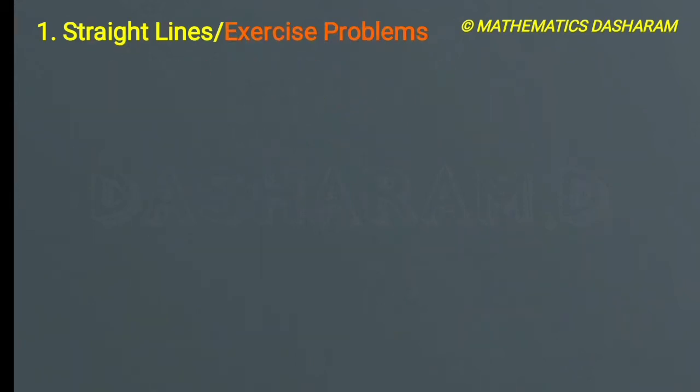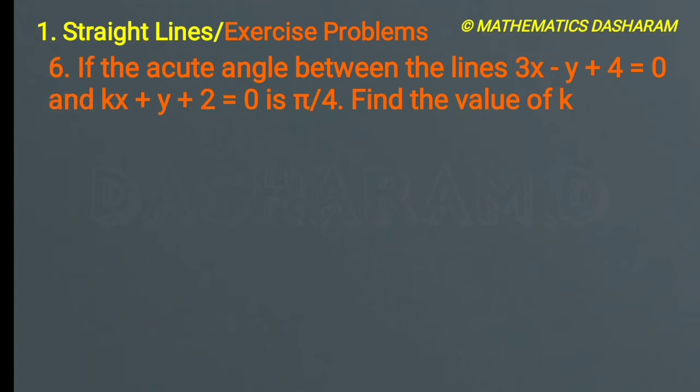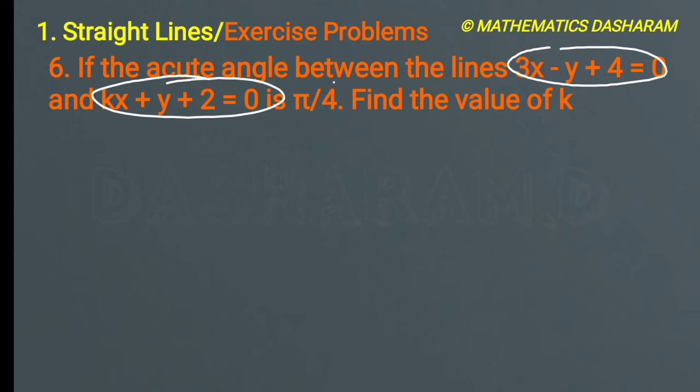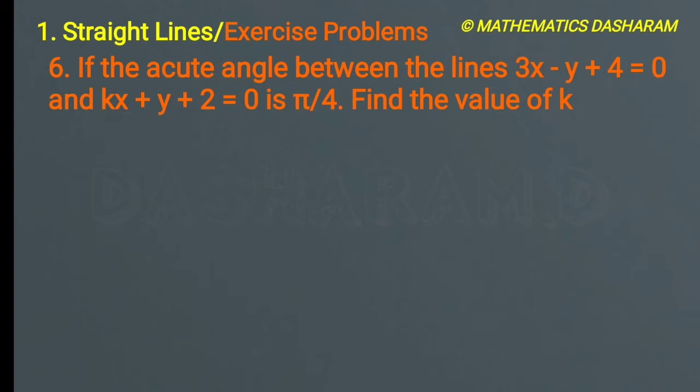Next, the sixth question is: if the acute angle between the lines 3x - y + 4 = 0 and kx + y + 2 = 0 is pi by 4, then what is the value of k? So here the angle between these two lines is pi by 4, then what is the k value?